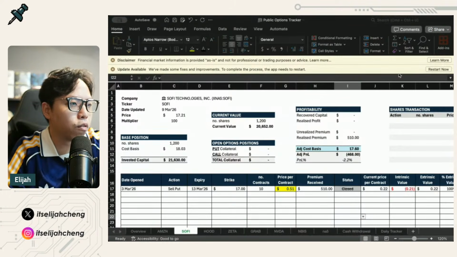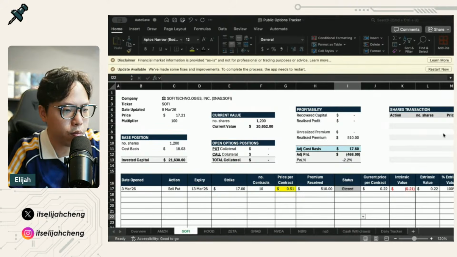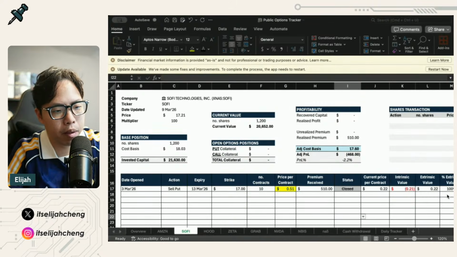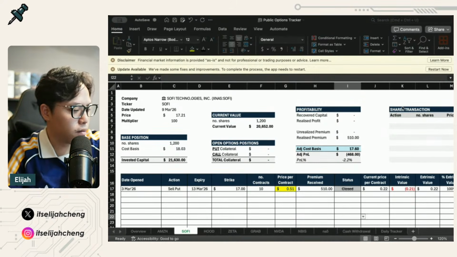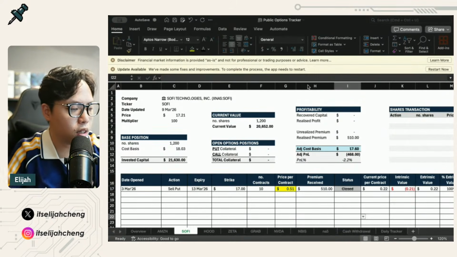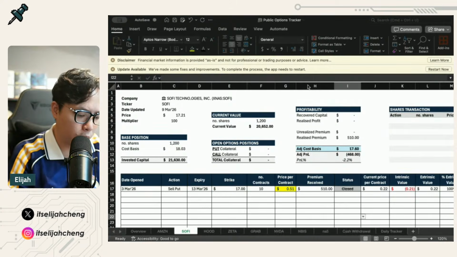Okay, you know what? SoFi just dropped below $17.20. Should I buy? I think I should. Give me a minute. Let me do the calculation. Would I be using too much capital on SoFi? That's the question.